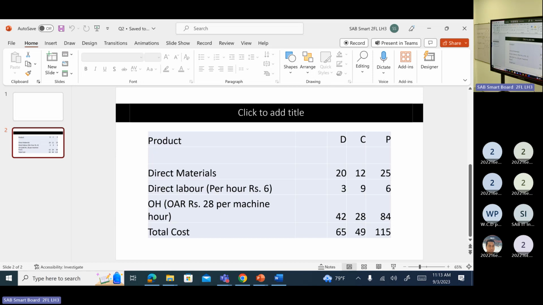So the total cost under the absorption costing is 65, 49 and 150. Right? This is the traditional. Quite straightforward calculation. Then we can move to part B of the question. Same information. Right?